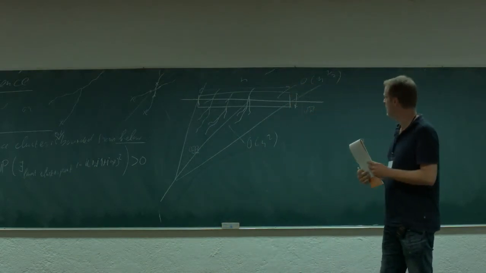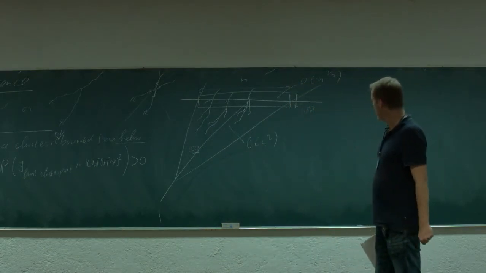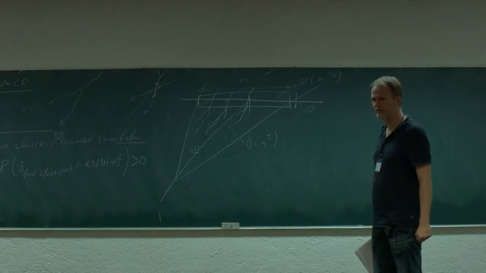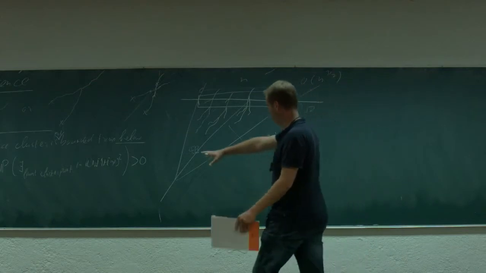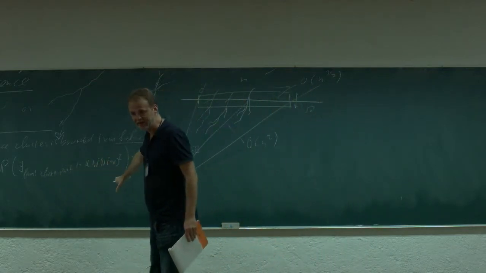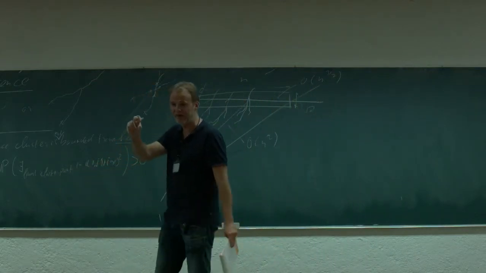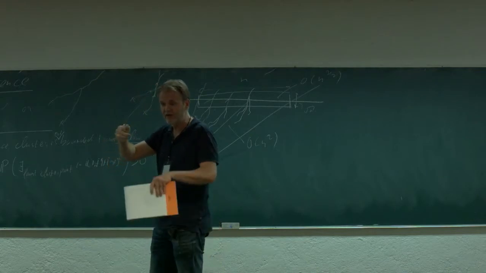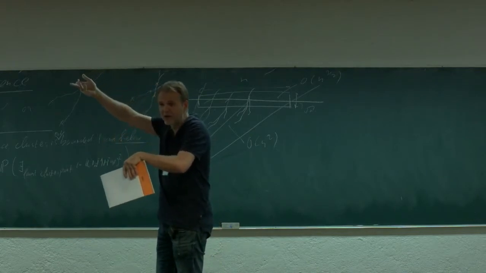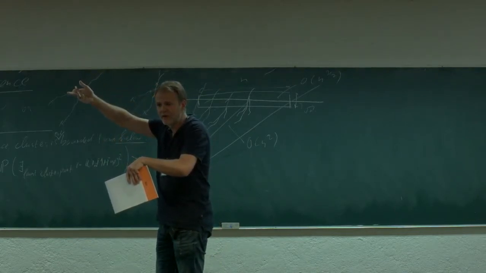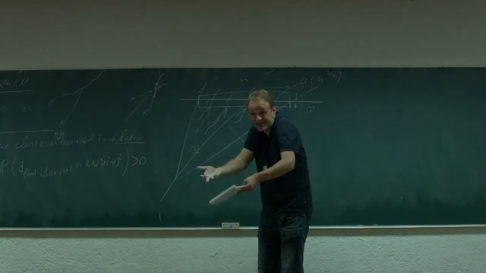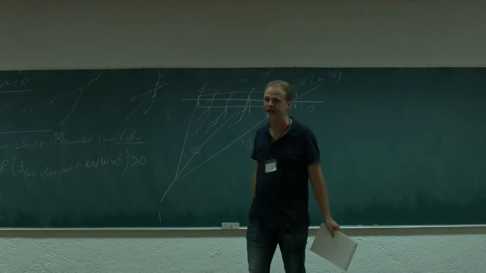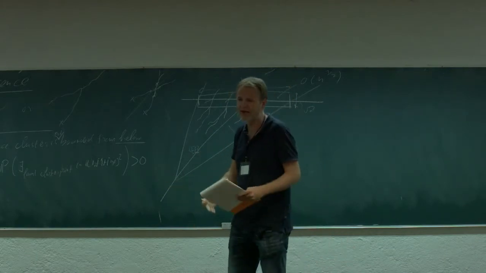Can you say it again? Why is the number of clusters of order n squared? So ergodicity says that each of these little squares has a positive probability of starting one of these clusters. And there are n squared of these little squares, and a fraction of those will start this thing. So that's still order n squared.